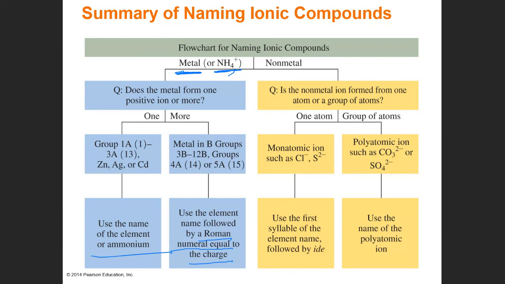For nonmetals, we're just going to look at the negative ion. Is it a single atom ion or a polyatomic ion? Well, if it's a monatomic ion, we just keep the name of the element and add an -ide ending. If it's a polyatomic ion, we just look up the name of the polyatomic ion and use its name.